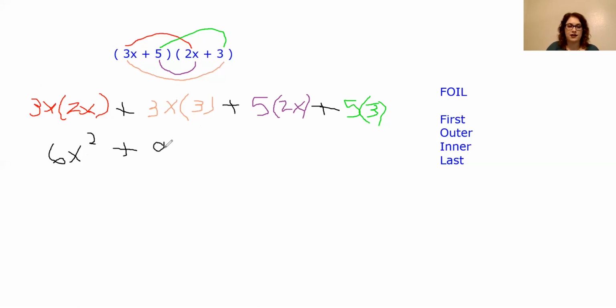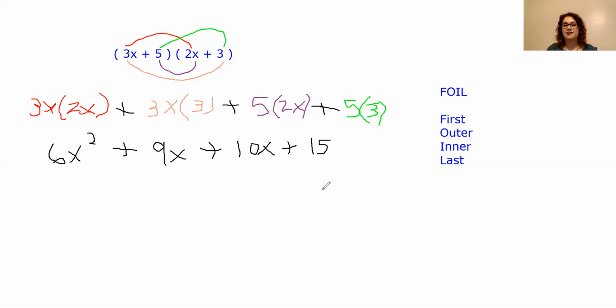Next, we have 3x times 3. 3 times 3 is 9. X is by itself, we keep it alone. Plus 5 times our 2x, we have our 10x. Plus 5 times 3, plus 15. Okay, are we done at this point? Not quite. We need to check and make sure that we have simplified as far as we can go.